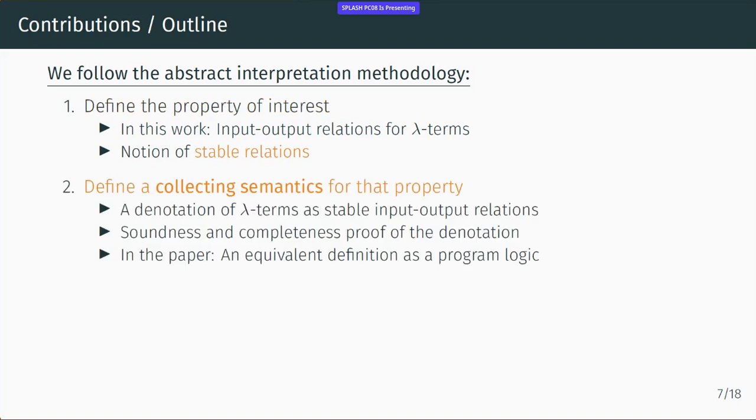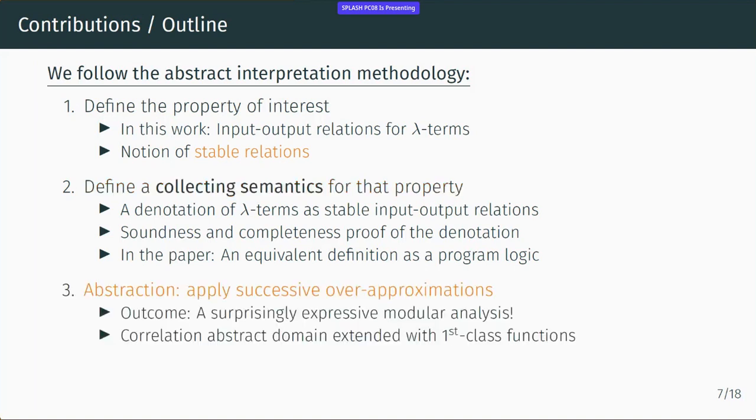In the second step, starting from this property of interest, you define what we call a collecting semantics. In this work, it takes the form of a denotation function that interprets lambda terms as stable relations between input and output. And we have proved that this denotation is sound and complete with respect to the property of interest. In the paper, you will also find other things, like the equivalent definition of this denotation in the form of a program logic.